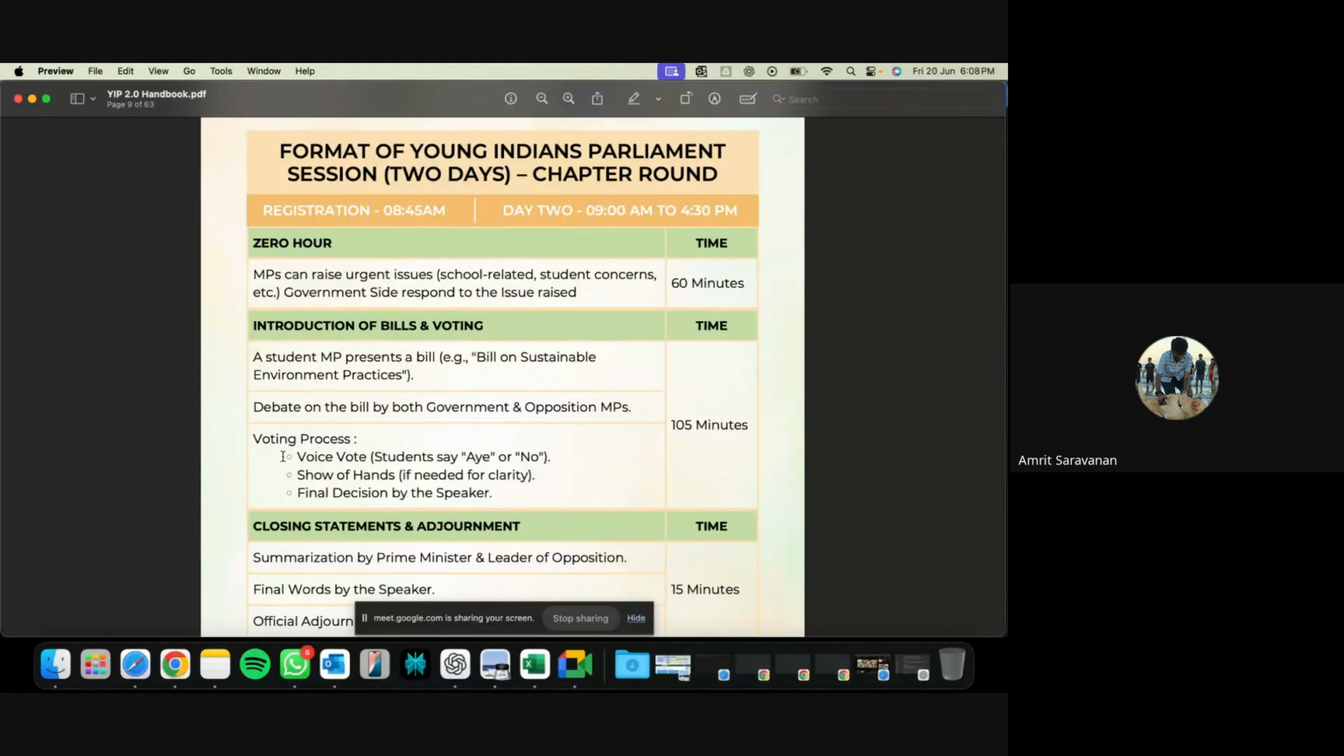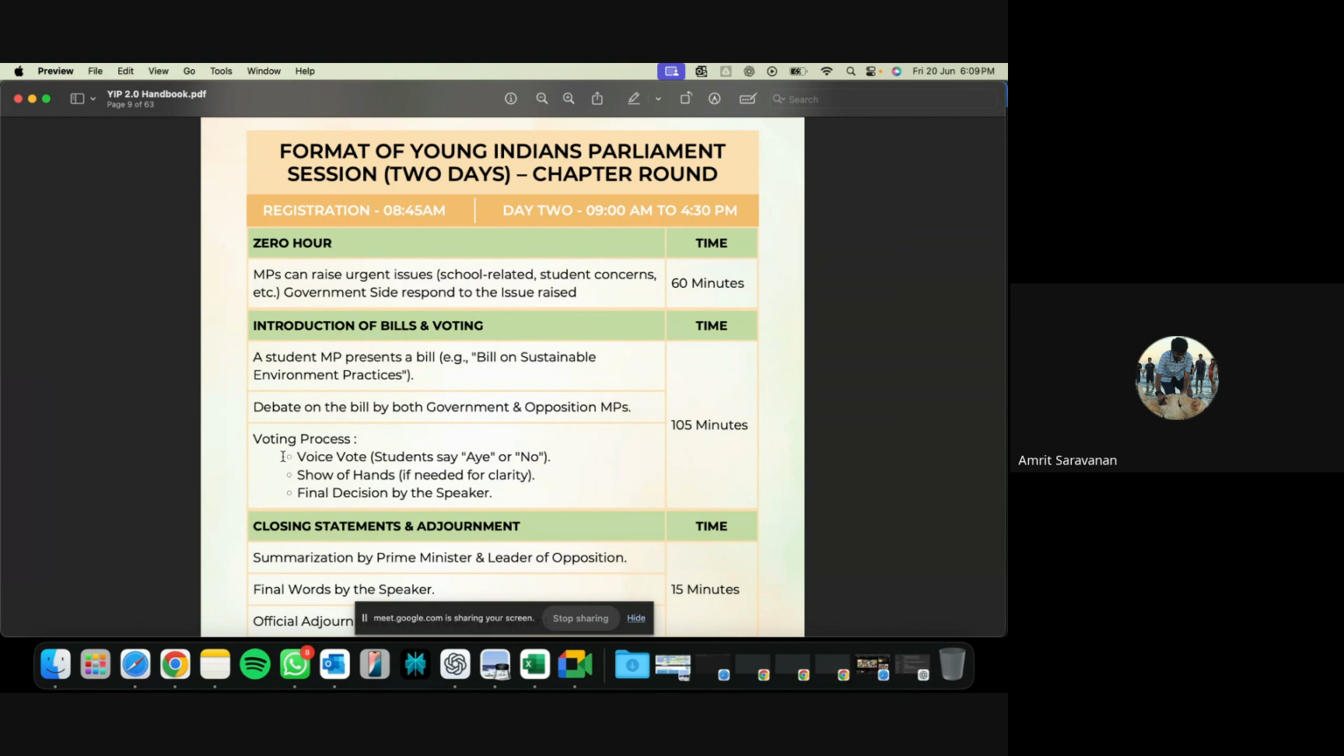So during this introduction of bill session, each committee, so the committee leader along with 2-3 other people, this is again up to the committee, will pitch their bill in the parliament and then try to get the bill passed.